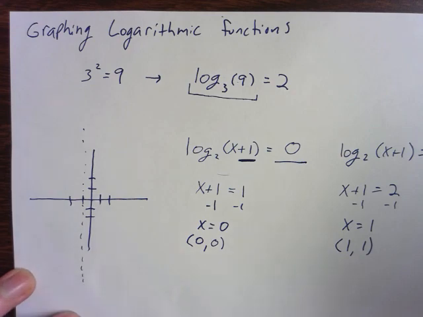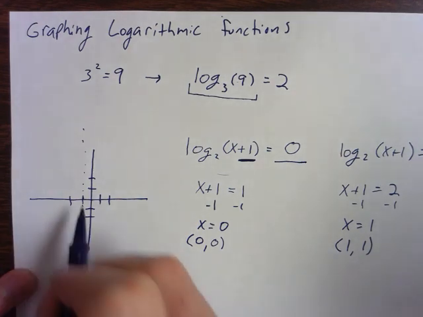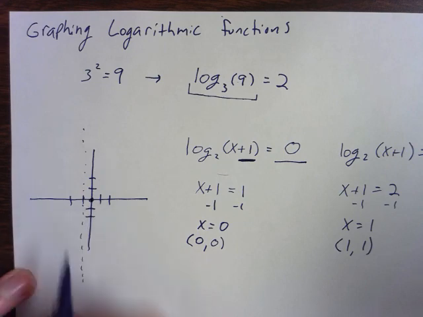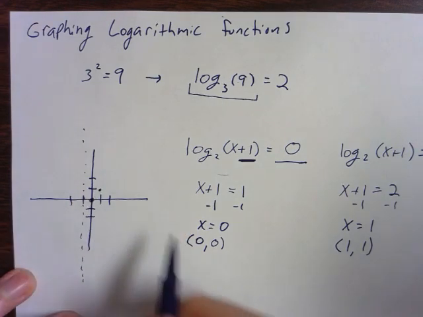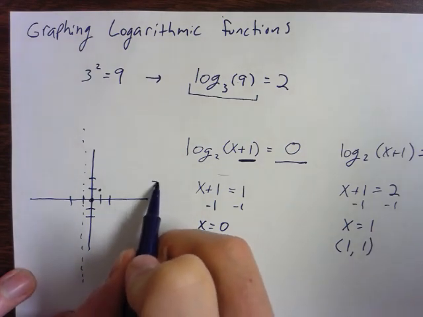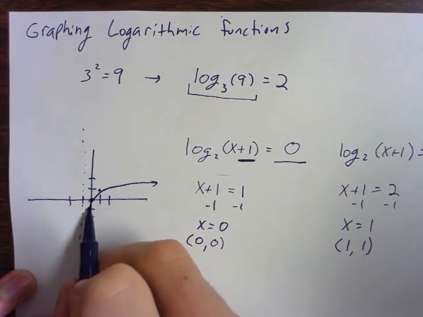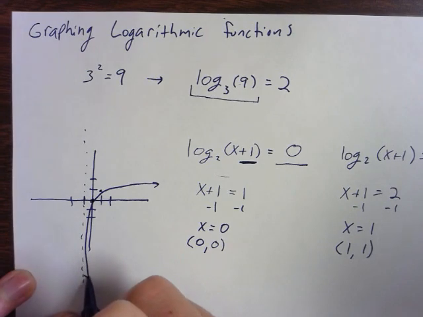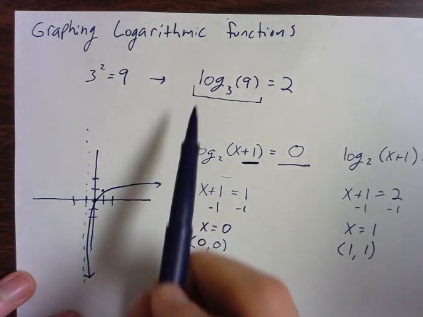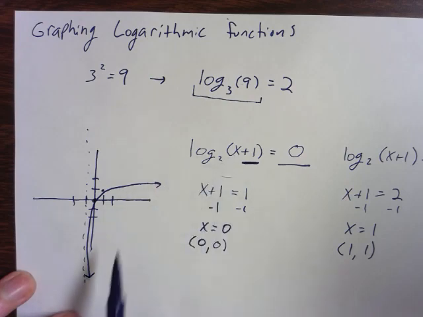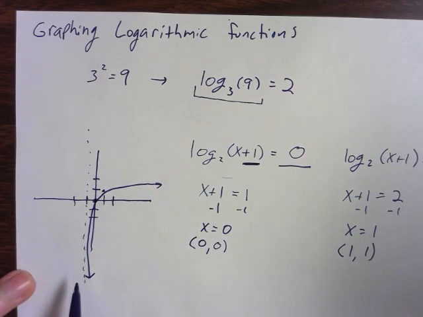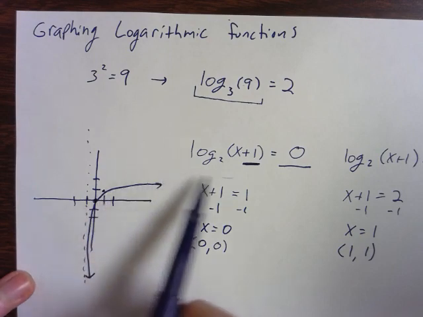Now I have a point at 0, 0, and I have a point at 1, 1. And that's plenty to determine what my graph looks like. Just like that. And I have no negatives here or there, so I know that I'll have a regular log function that goes up and to the right.